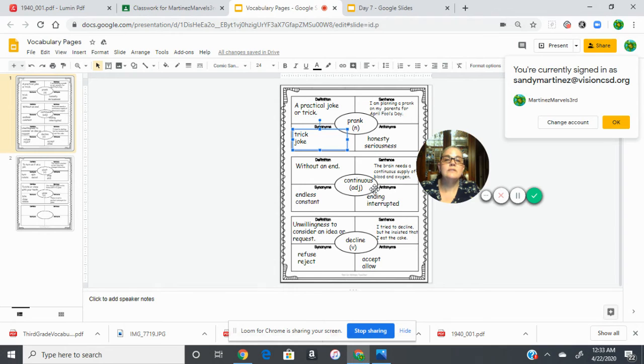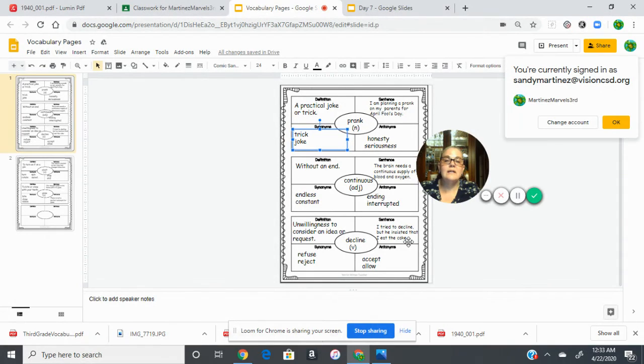Our word continuous is an adjective. It describes a noun without an end. So endless and constant are just like being continuous, and ending and interrupted are the opposite of continuous. So my sentence is, the brain needs a continuous supply of blood and oxygen to keep working. So that's a complete sentence using continuous in there.